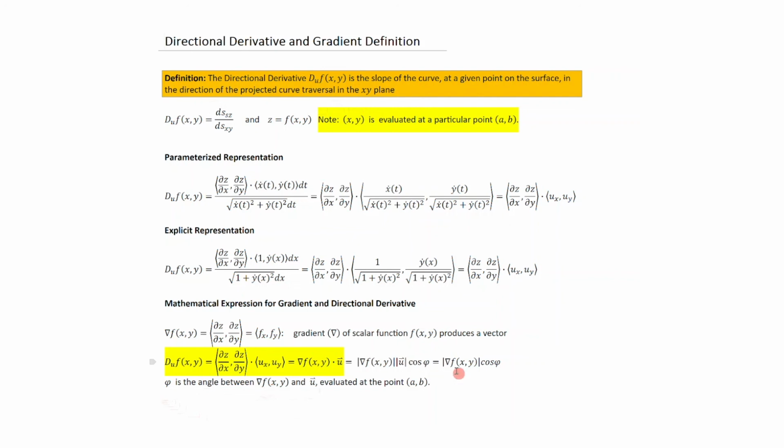And if you look at this, cosine phi, if phi is equal to 0, that means the direction in which you're pointing is exactly in the same direction as the gradient vector, which means you're pointing in a direction in which you observe the maximum slope. And what is that maximum slope? It's just the magnitude of that gradient vector. All right, so this is how you basically interpret a directional derivative and also the meaning of the gradient vector.